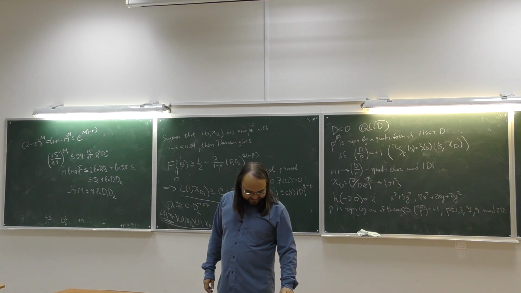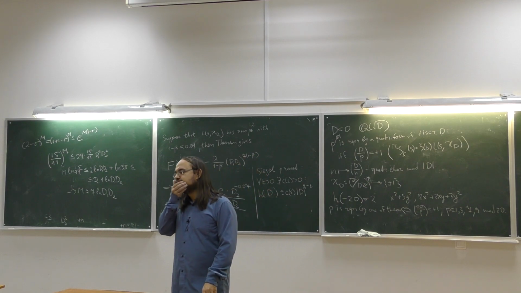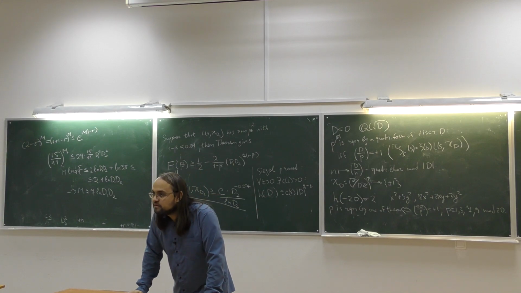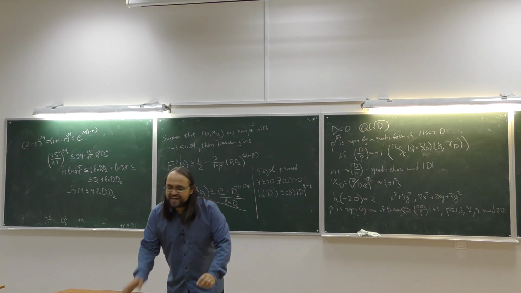So, for each number modulo 20, we have only one polynomial which represents it. Do we have primes which are represented by both polynomials? No. And I will explain why.